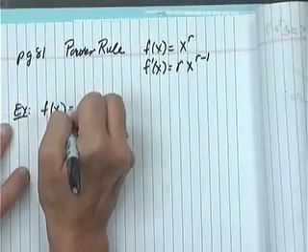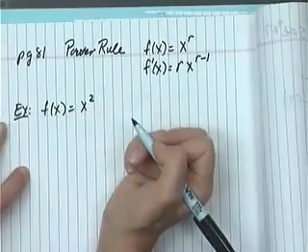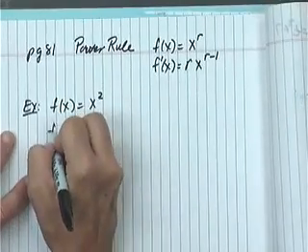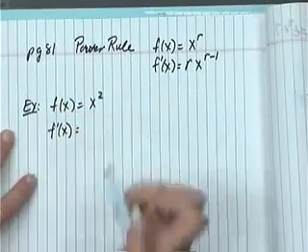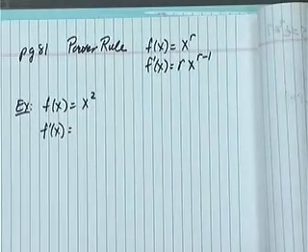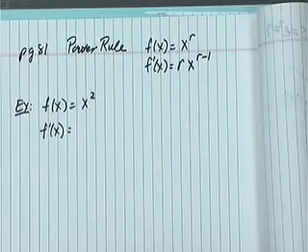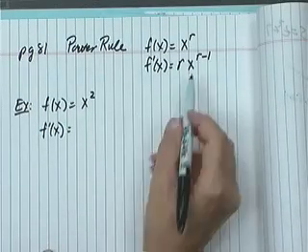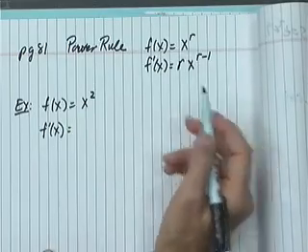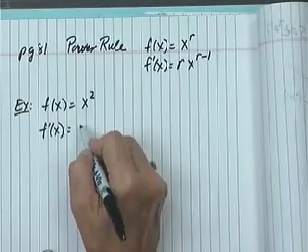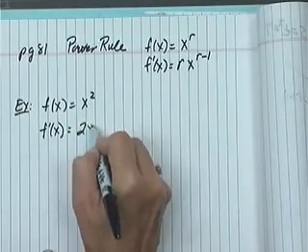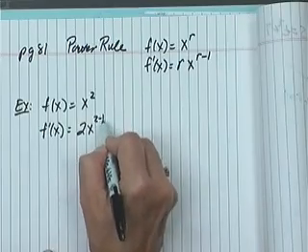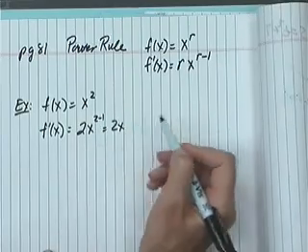All right, here's our first example. F of x equals x squared. Let's find the derivative at x. All right, tell your neighbor what it is. Just following the rules. Okay, now you tell me. 2x to the 2 minus 1, which is just 2x.